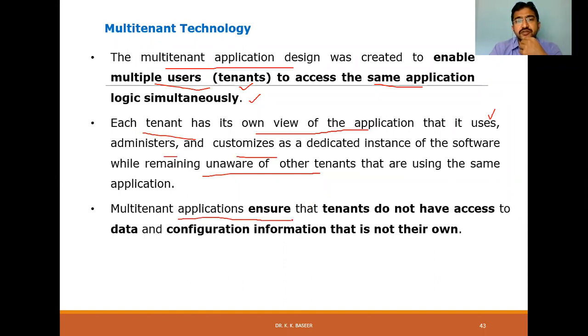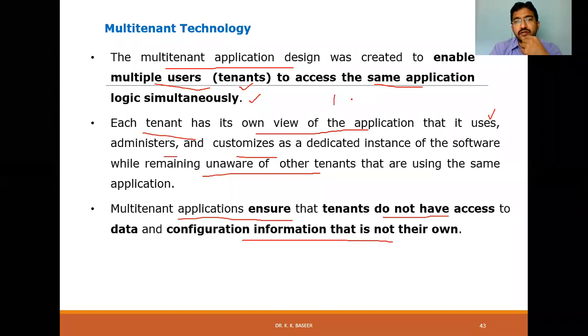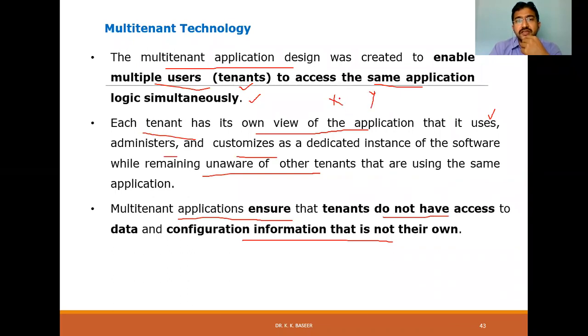Multi-tenant applications ensure that tenants don't have access to data and configuration information that is not their own. That's why I said unless both parties save the numbers. Say, for example, roll number X and roll number Y have numbers. X's number should be stored by Y, and Y's number also has to be stored by X. Then only they can see and access each other's statuses and everything. Unless saved by each other, they don't have any access to data and configuration information that is not their own. That is the one point here.